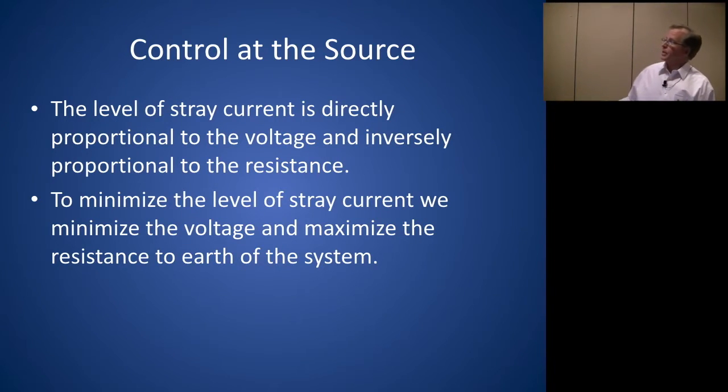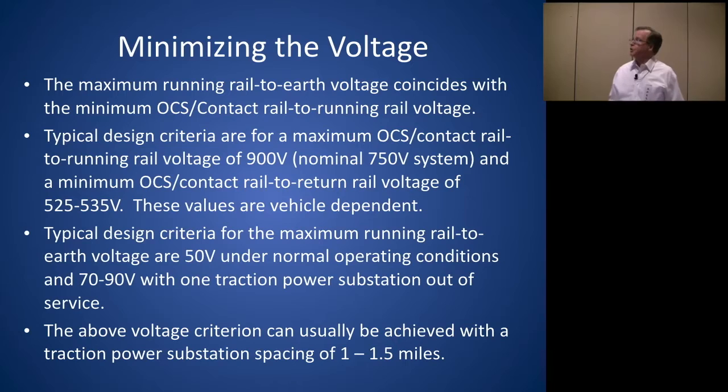Okay, and how do we do that? We minimize the driving voltage, which we saw in that one graph where it's all over the place. We try to minimize that, and we maximize the resistance to earth. There's a lot of words here, but okay. This kind of gets to your point, Roger. The maximum running rail to earth voltage coincides with the minimum OCS or contact rail running voltage.